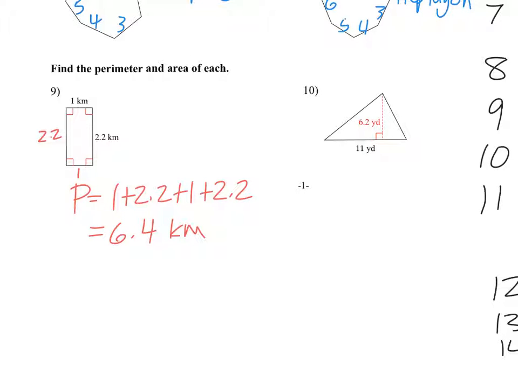Okay, what about area? Area is length times width for a rectangle. So in this case, that's 2.2 times 1, which is 2.2, and that's kilometers squared. Whenever we talk about area, it's to the second power.